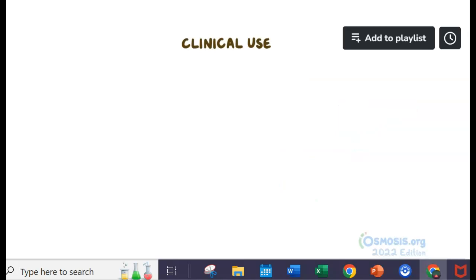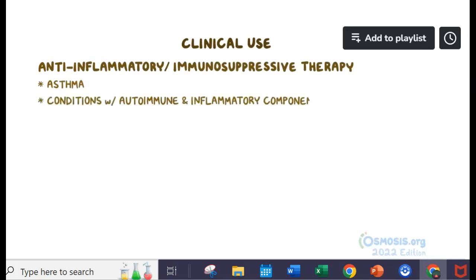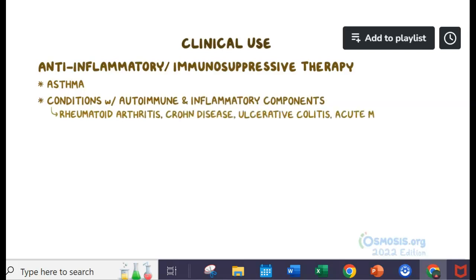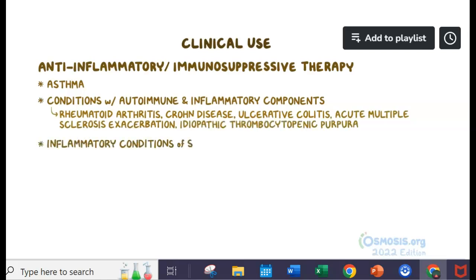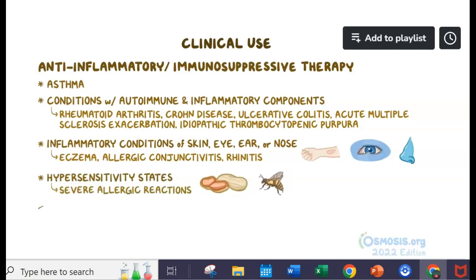Next, glucocorticoids are used as an anti-inflammatory immunosuppressive therapy in individuals with asthma, conditions with autoimmune and inflammatory components, such as rheumatoid arthritis, Crohn's disease, ulcerative colitis, acute multiple sclerosis exacerbation, and idiopathic thrombocytopenic purpura, and in inflammatory conditions of the skin, eye, ear, or nose, like eczema, allergic conjunctivitis, or rhinitis. Also, these medications are used to treat hypersensitivity states, such as severe allergic reactions, and prevent graft versus host disease.